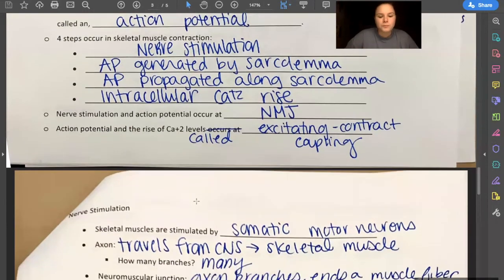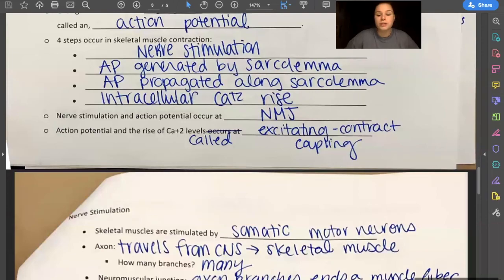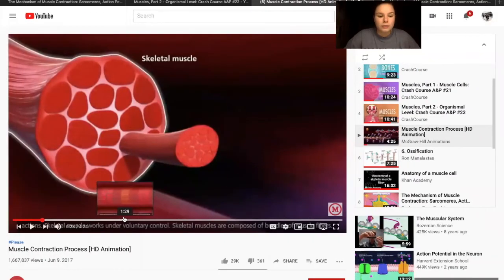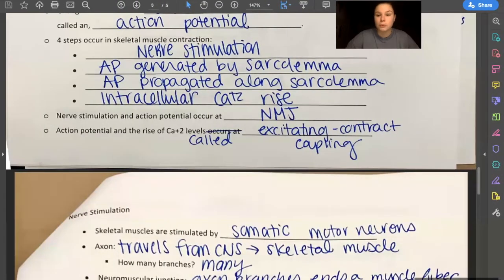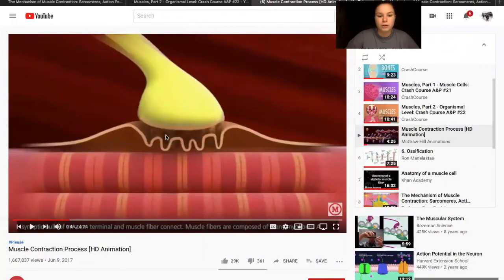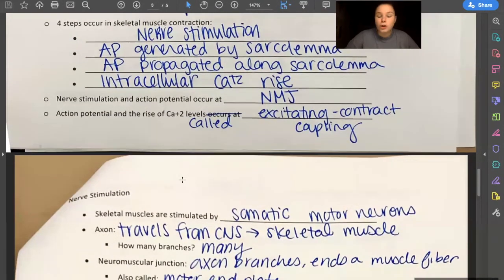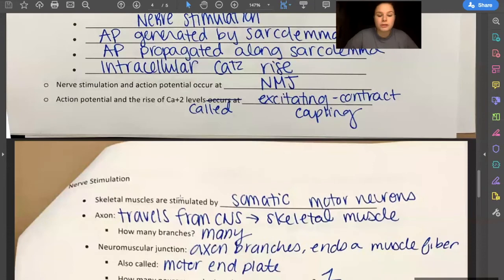Okay. So the neuromuscular junction, right, is where the axon branches and ends at a muscle fiber. Which is just a fancy way of saying this, right? Axon branches and it joins to a muscle fiber, okay? That's the neuromuscular junction right here, okay? It's also called a motor end plate, okay? So how many neuromuscular junctions are per motor neuron?